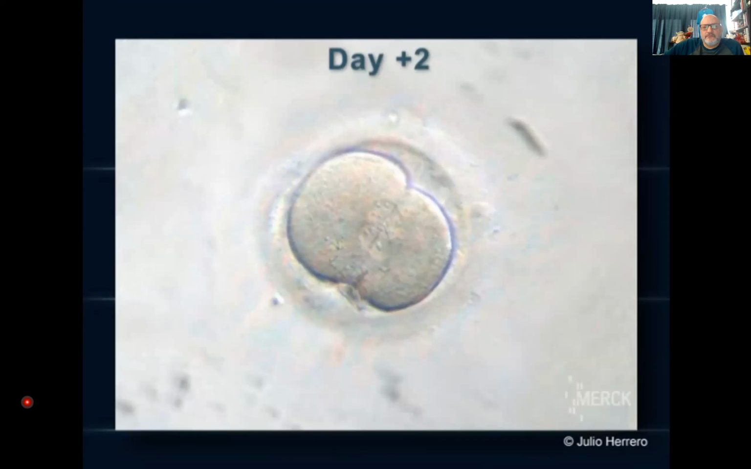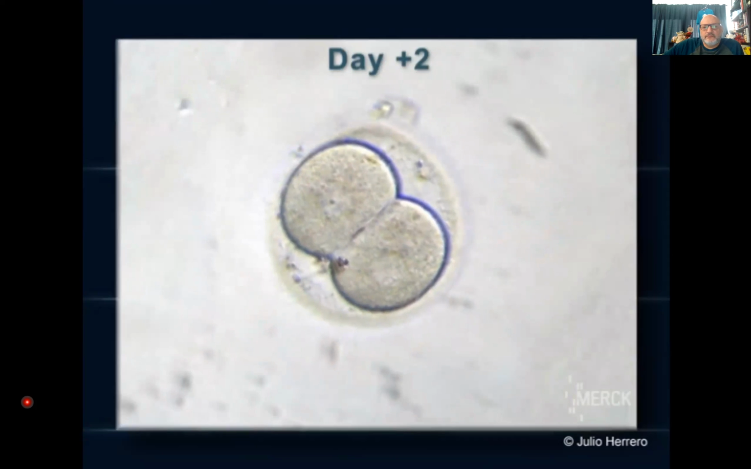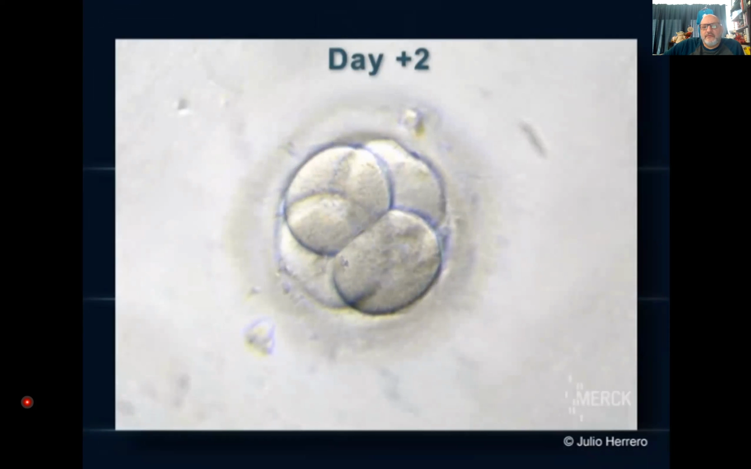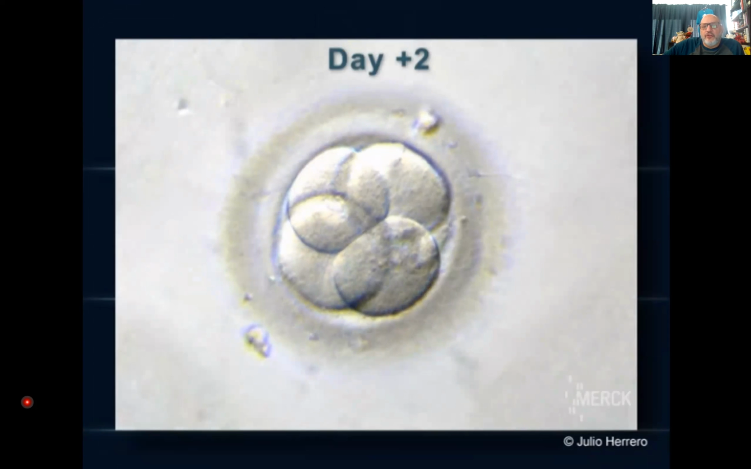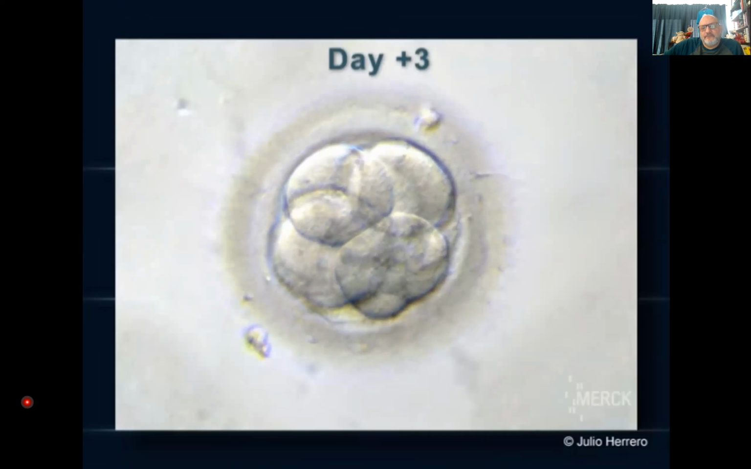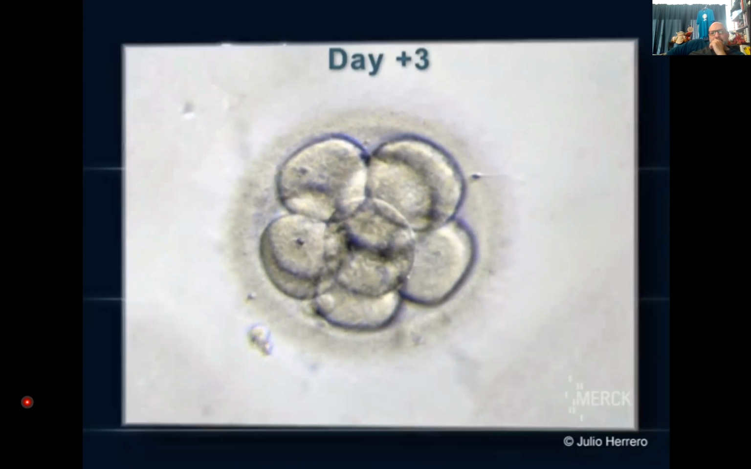Two days after puncture, the embryo divides itself and contains 2 cells with 1 nucleus per cell. And again, those in turn start to divide into an embryo of 4 cells if its development is optimal, and we call those blastomeres. 3 days following puncture, the embryo starts to divide and consists of 8 cells if its development is optimal.